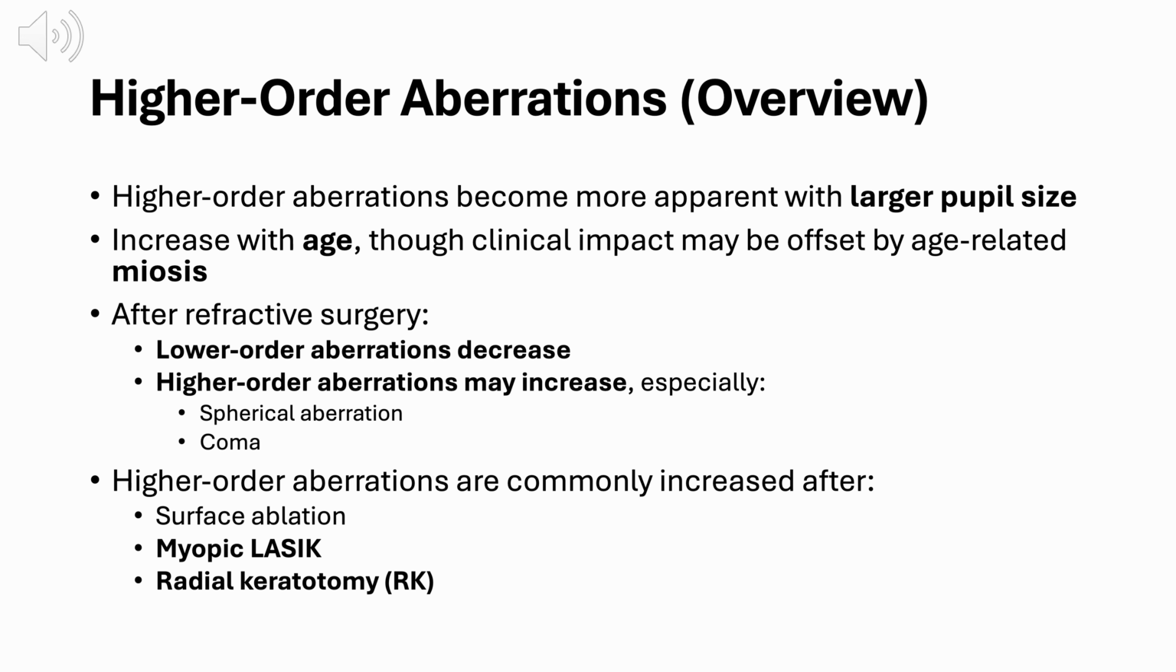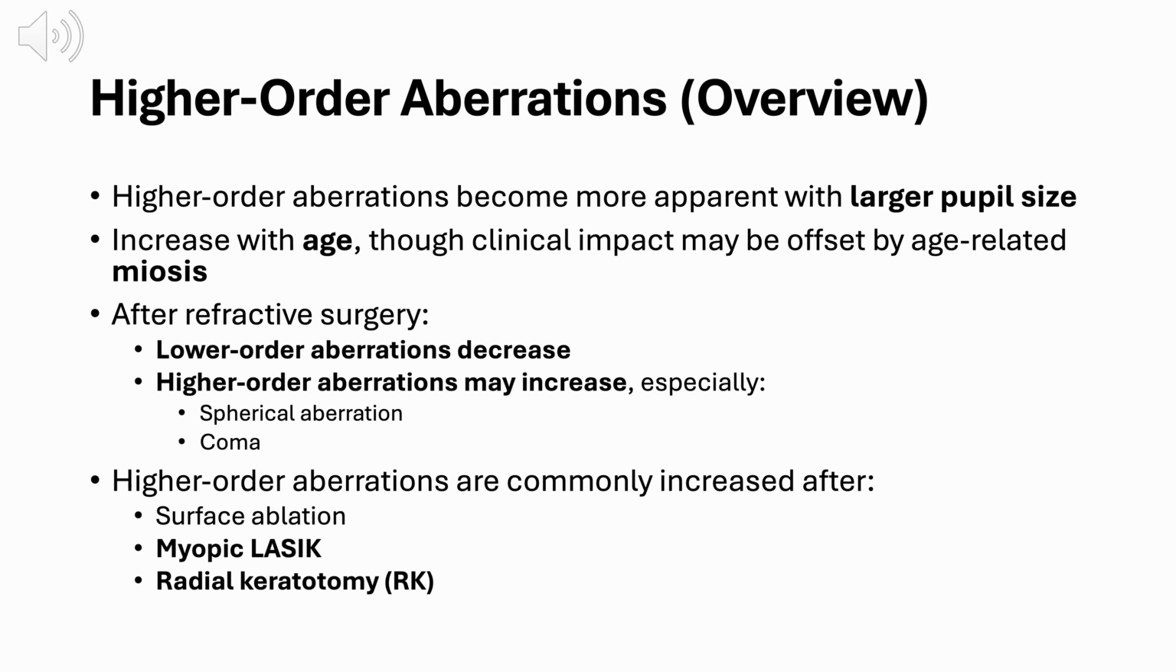Now we'll zoom out and look at higher-order aberrations as a group. Higher-order aberrations become more noticeable as pupil size increases, which is why they tend to cause symptoms in low light conditions when the pupil dilates. They also increase with age, although the clinical impact of that increase can be partly offset by age-related miosis, since a smaller pupil masks peripheral aberrations.